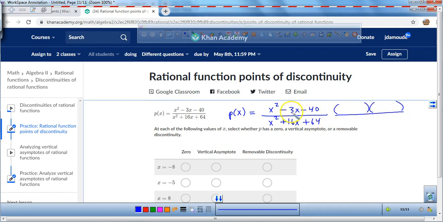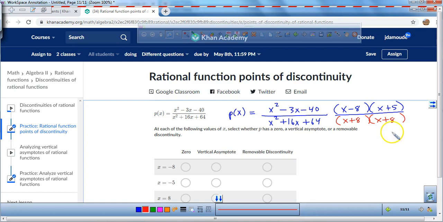We're going to find two numbers that add together to equal negative 3 but multiply together to equal negative 40. That's going to be x minus 8 and x plus 5, because negative 8 plus 5 is negative 3, and negative 8 times 5 is negative 40. Then we factor the denominator, and it factors to x plus 8 and x plus 8. So we have everything factored. You've got to be able to factor things. It makes it so much easier.